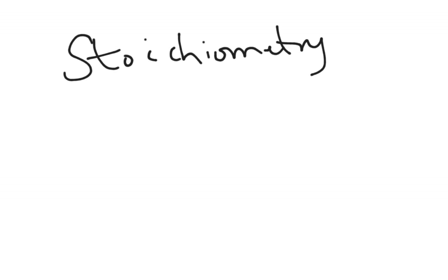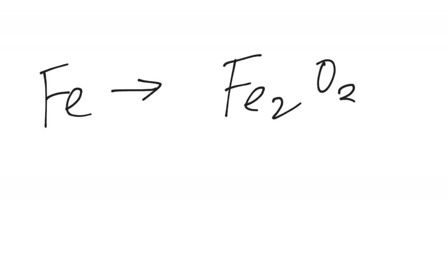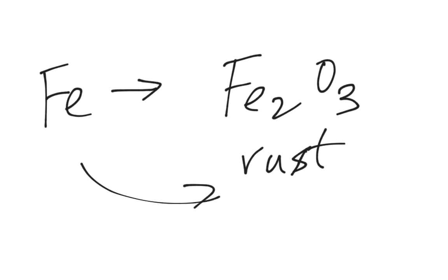So if I take my car out and I leave it in the rain, my car is made of iron, and I leave it in the rain and it rusts, it becomes iron 3 oxide. Okay, that's rust. If we calculate how much rust we make from my car, we're doing stoichiometry. So switching from one thing to another thing, stoichiometry. To do this, we have to have a balanced chemical equation.